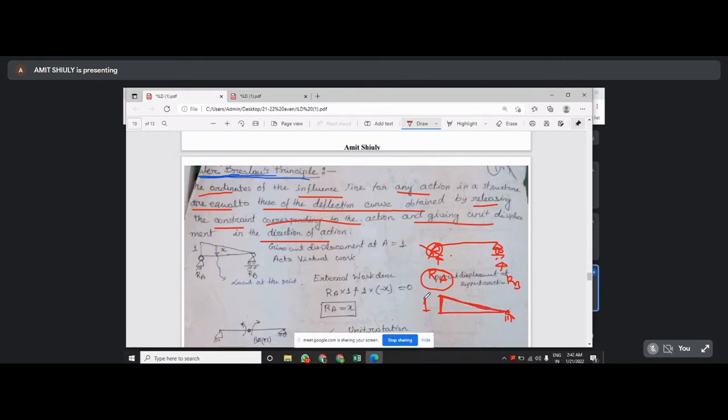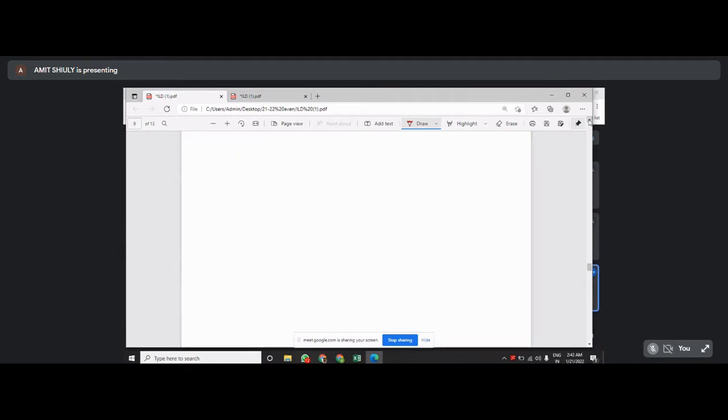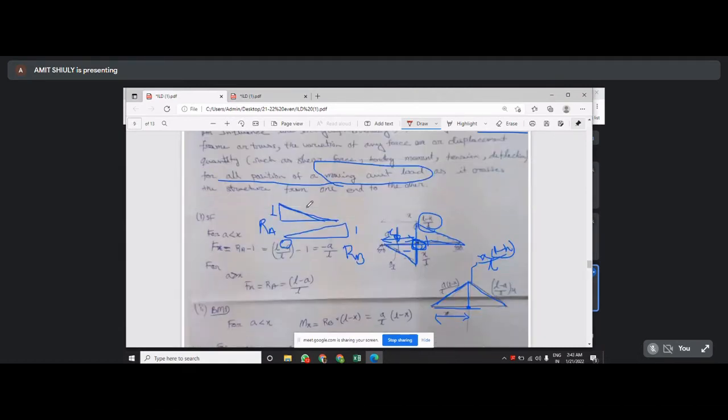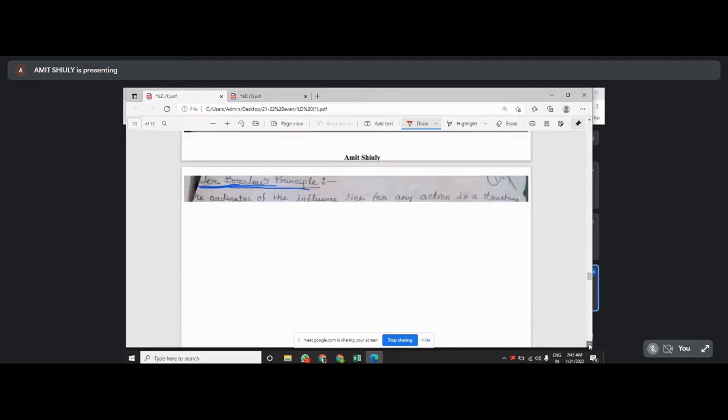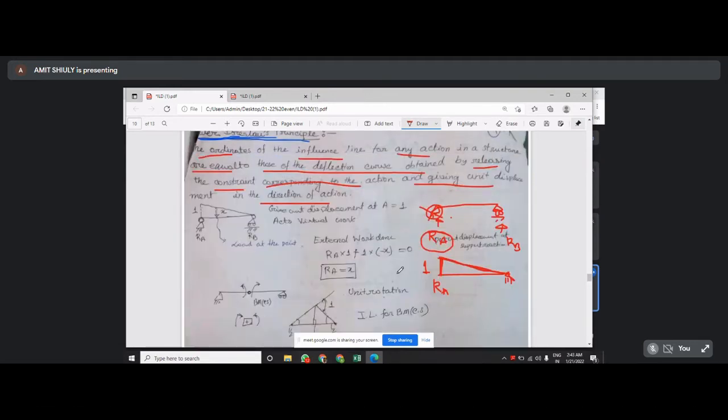So this is actually, Muller-Breslau says this is the influence line diagram of RA. Naturally, previously you have learned about the influence line diagram of RA, this one. So you don't have to go to the derivation, just by observing the geometry of this deflection shape, you can determine the reaction at RA.